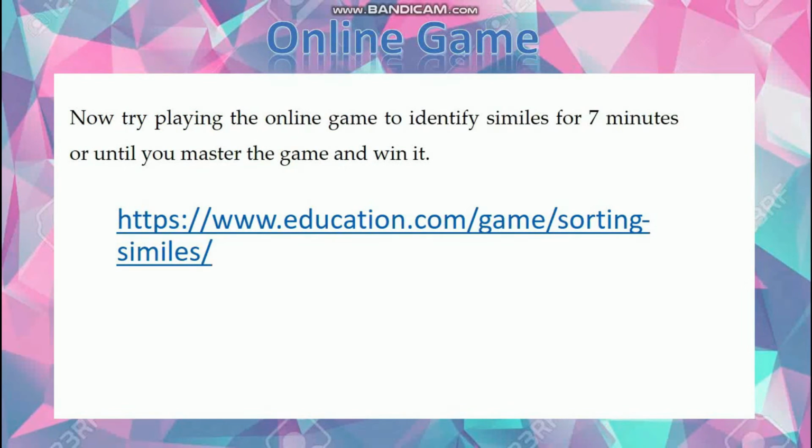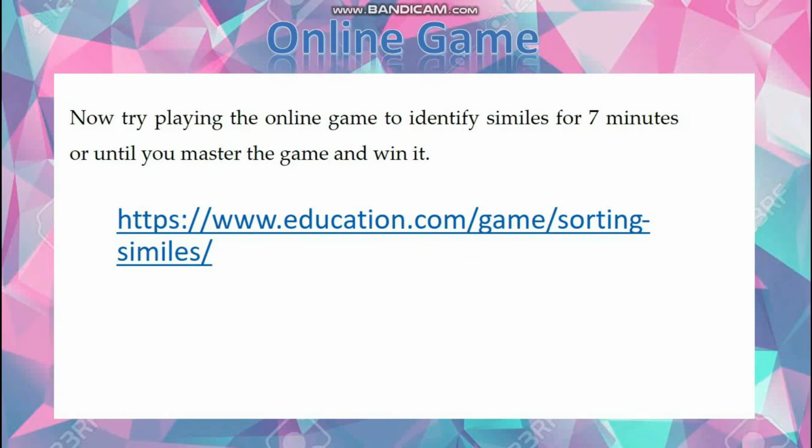Okay, so we finished explaining everything related to simile, starting from definition, then moving to some examples. After that, we tackled why do we use similes, where do we find similes, we had some exercises, and we reached the final learning outcome for today, which is the online game. Now try playing the online game to identify similes for around 7 minutes. Make sure that you master the game and you win.